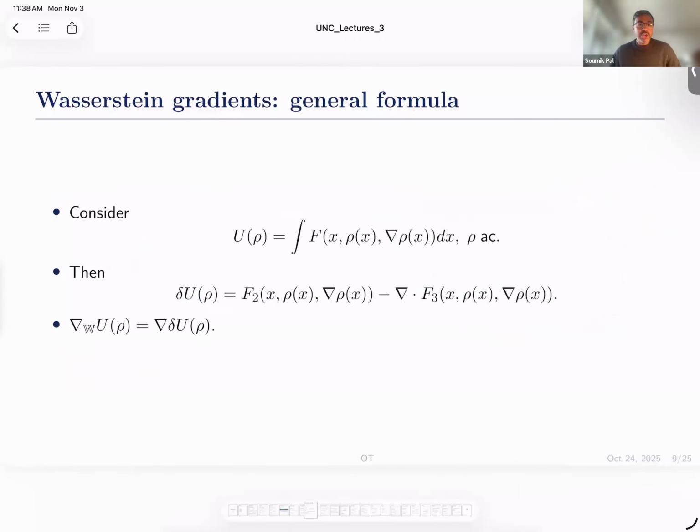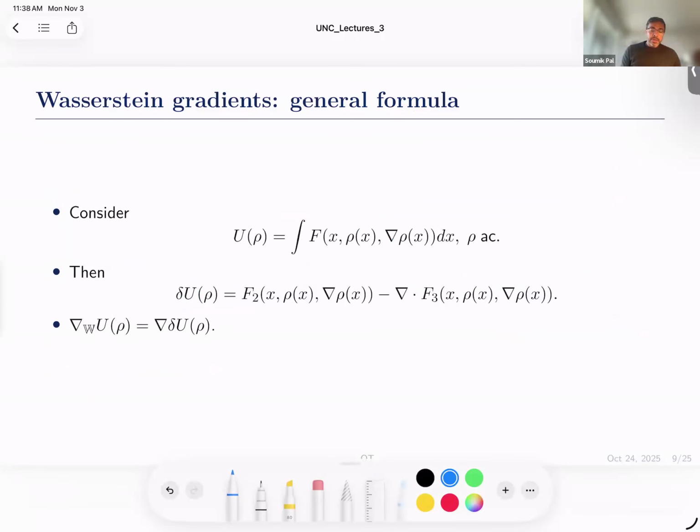All right, here's a general formula which you can use to always compute these Wasserstein gradients. Suppose your function is of this type, that U of rho is the integral of a function f applied to three arguments. So x, this is a vector in R^d. Rho x, this is an element in R because this is the density at x. And the gradient of rho x, so this is again in R^d. Then you integrate this, and this is only for absolutely continuous densities.